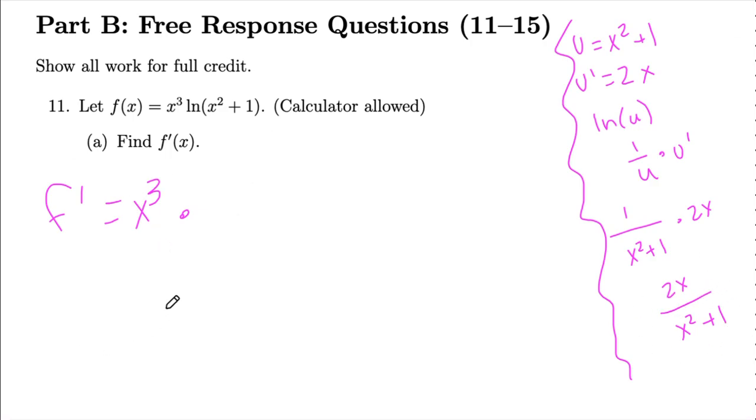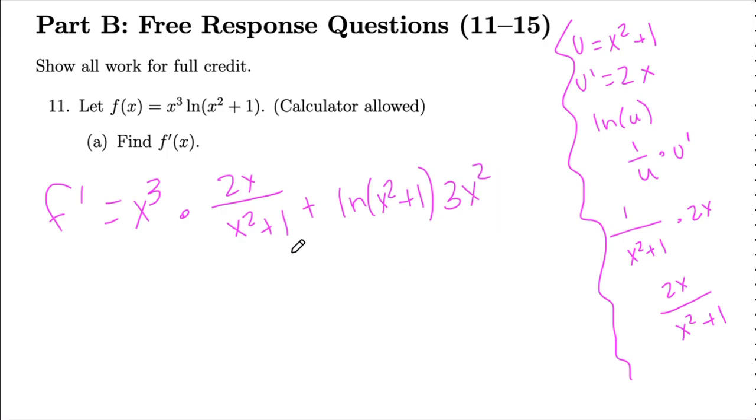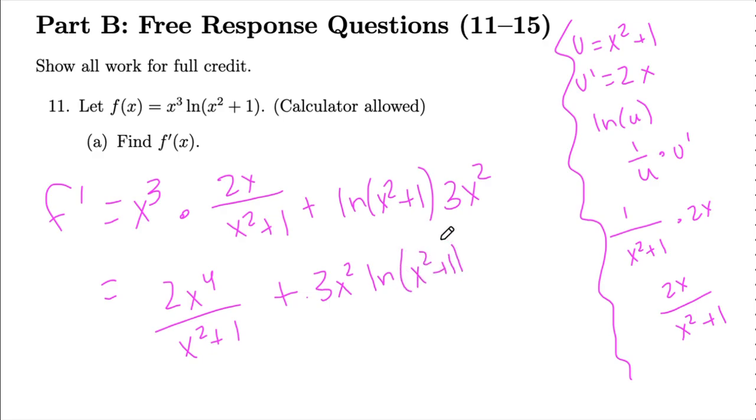So going back to the product rule, we have first times derivative of the second plus the second times the derivative of the first term, which just using the power rule there gives us 3x squared. Now we just have to go ahead and clean up and simplify this big mess we have. So for our first term, we would get x cubed times x squared. It gives us 2x to the fourth over x squared plus 1 plus 3x squared times natural log of the quantity of x squared plus 1.